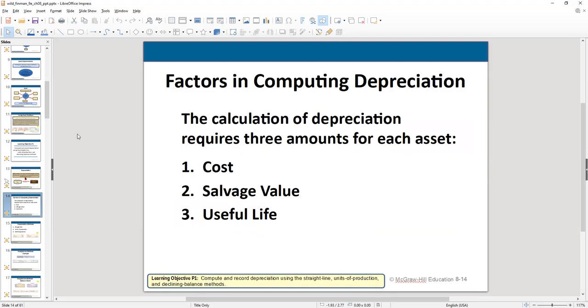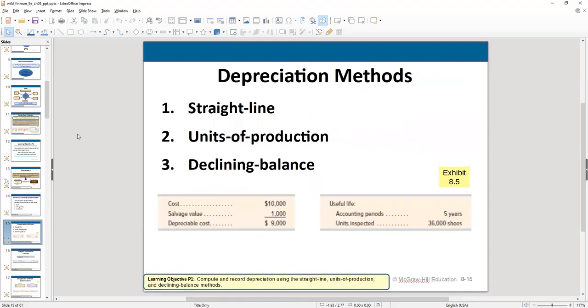There's three factors that we have to take into account: the cost, the salvage value, and the useful life, as we've discussed. So first we have straight line depreciation. We'll start there, and then we're going to do units of production and then the declining balance method. The straight line is just like it is. You're going to divide by the number of years, and that's how much you're going to write down every year.